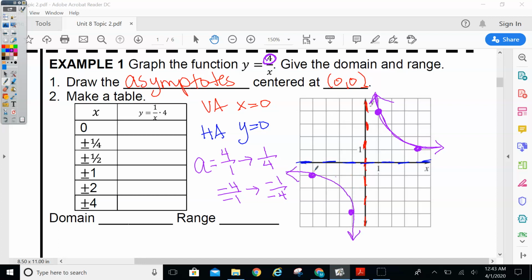So when you connect your dots, make sure you connect them with the curve shape that stays within the asymptotes. You don't want it to cross the dashed lines. Okay. And since these were both 0, now we can say that this domain is all reals except 0. And we can say that this one is all y's except 0. So you can write it in words, you can write it in symbols, it doesn't matter. Whichever one you choose to do.